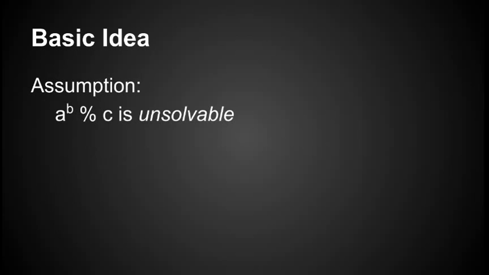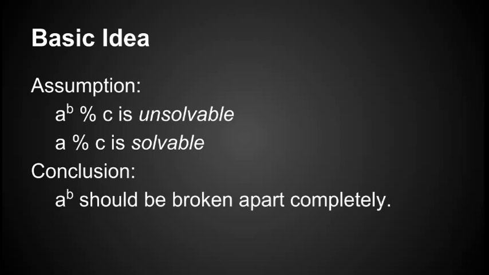And so, our basic idea is we're going to start with the assumption that a to the b mod c is unsolvable. There's no way to solve that. Even if it is solvable, we're just going to assume it's unsolvable in every case. But we're going to assume that a mod c is solvable in every case. So if there's no exponent, it's solvable. If there is an exponent, it's unsolvable. And so we're going to have the conclusion that a to the power of b should be broken apart completely. That basically means you're going to break it into pieces, and so we never actually have to deal with the exponent. So I'm going to show you the basic concept of how you can do this using recursion.